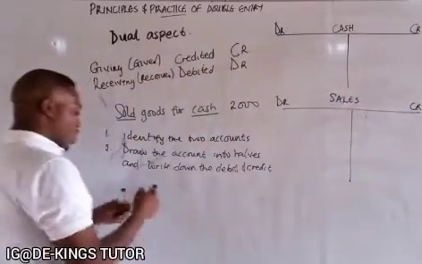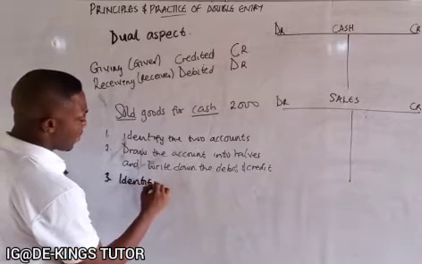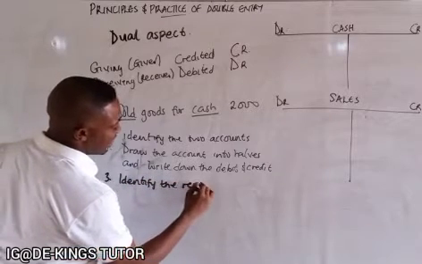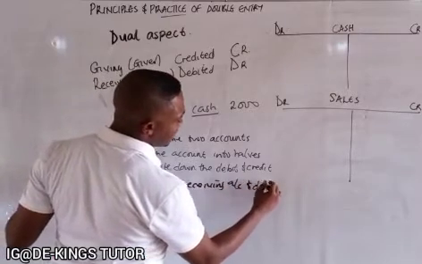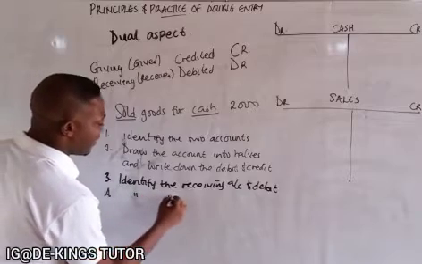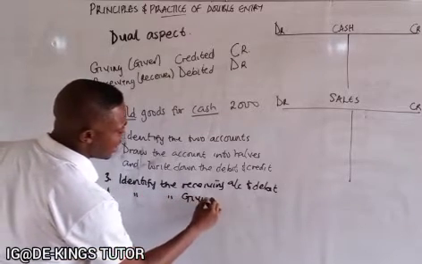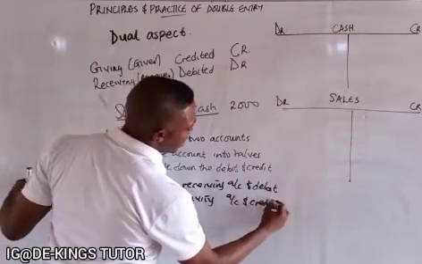Okay. Now, third one, identify the receiving account and debit it. While the fourth one, identify the giving account and credit it.